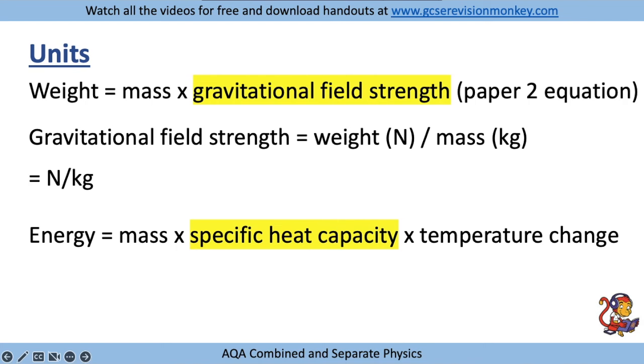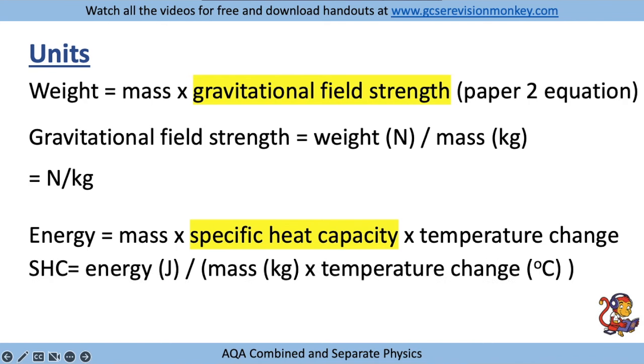Then specific heat capacity. This is a difficult unit to remember, but if you use the equation, you can work out what it is. Because if you rearrange the equation to get specific heat capacity, which I've just abbreviated to SHC, it is equal to energy divided by mass multiplied by temperature. So the units would be joules per kilogram degrees C, because they're the energy in joules divided by kilograms multiplied by the degrees C.